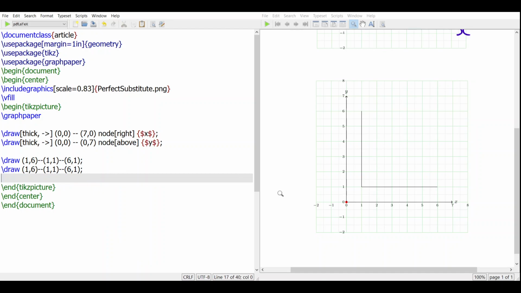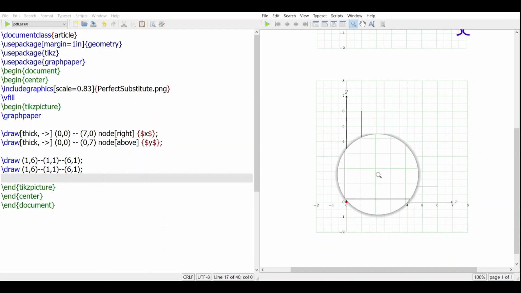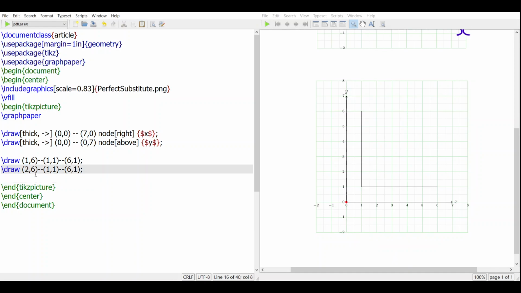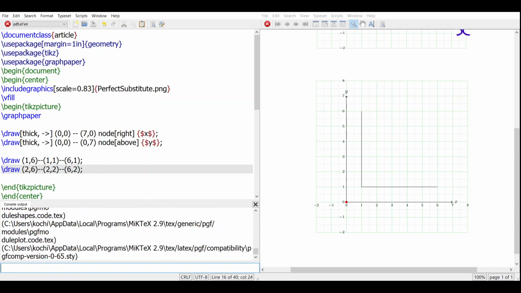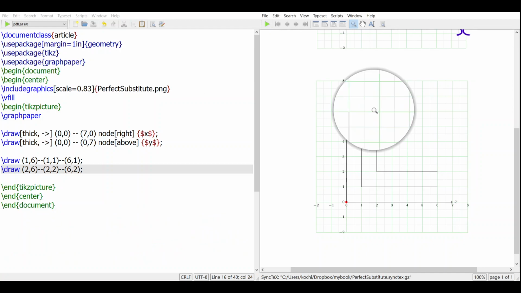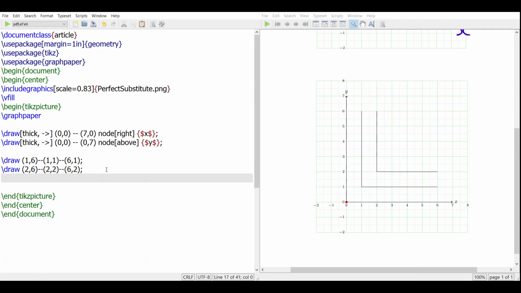Okay, the second is similar, but you move from 1 to 2. The first one is 2, 2, 6, and it's 2, 2. Okay, the second one is 2, 2 here, 2, 6 to this 2, 2, and then to 6, 2. Okay, so once you draw it, you have this one, and then you have the other one, 3, 3, because 3, 6, right? To 3, 3 to 6, 3.